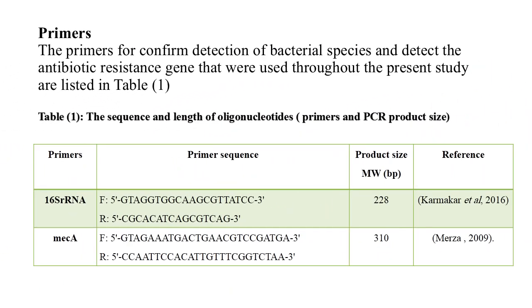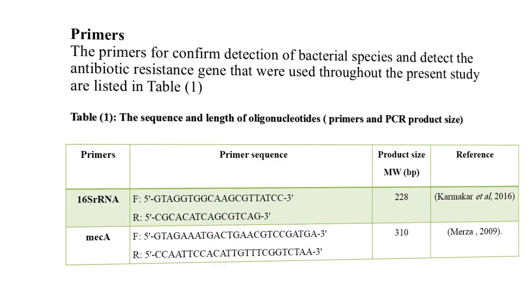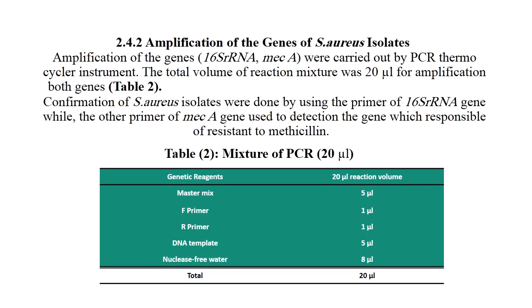This slide shows the primers that were used in this study for the detection of the 16S rRNA and mecA genes in bacterial isolates, which correspond to 228 base pairs and 310 base pairs for the two genes.